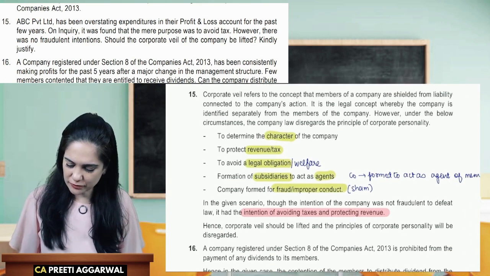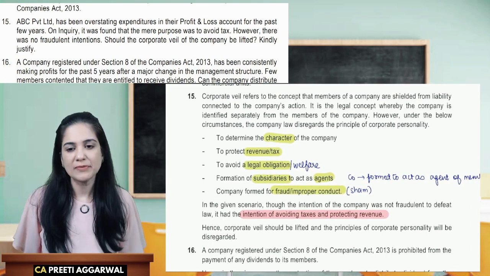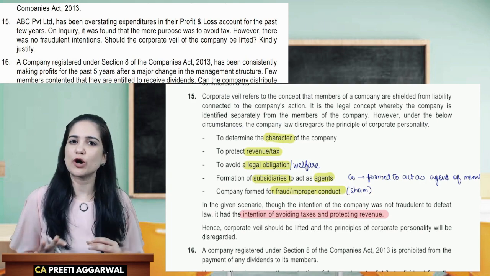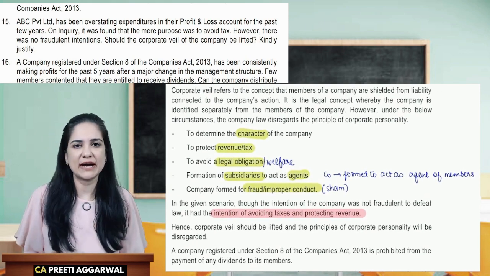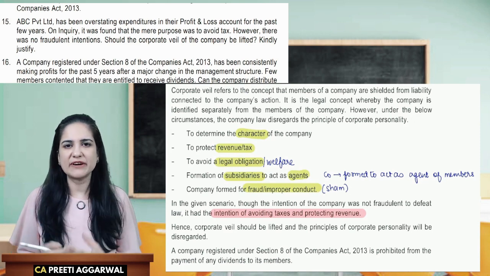So, what is the solution? You will first explain the meaning of corporate veil, and then you will mention the circumstances where the corporate veil may be lifted. The wordings are separate. In my notes, I have simplified that. The wordings are simplified so that you can understand.